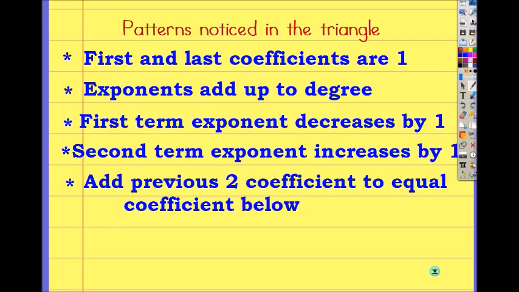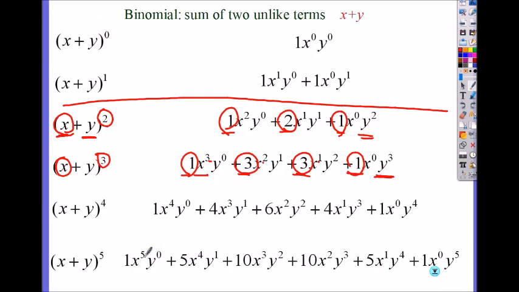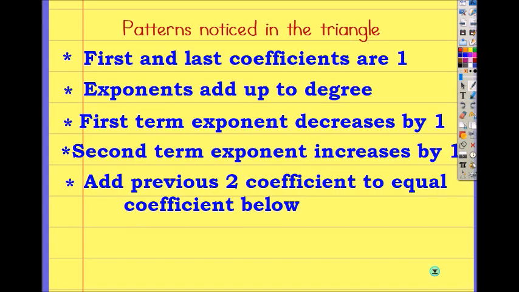So let's try an example. Again, the first and the last coefficients are always 1. And the exponents go up to the degree, so if it's raised to 5, then they will always add up to 5. So again, here, if it's 5, they always add up to what? 3 and 2, 2 and 3, 1 and 4, 5. And the first term's exponent decreases by 1, and the second term's exponent increases by 1.